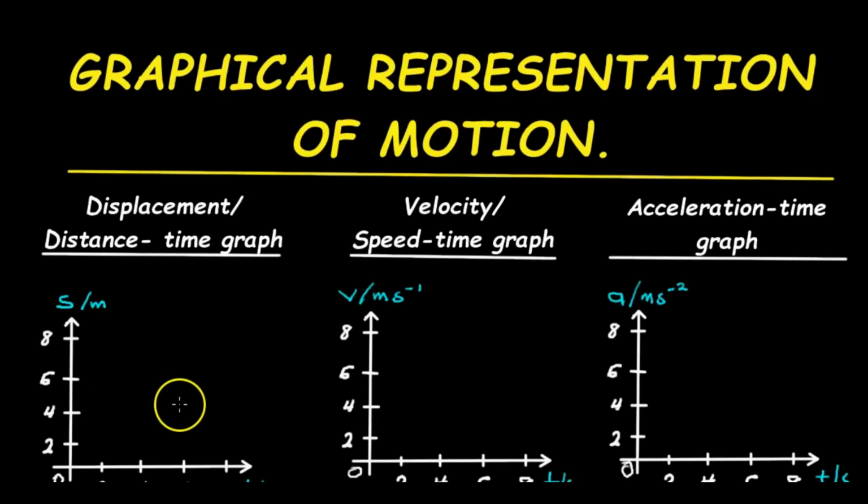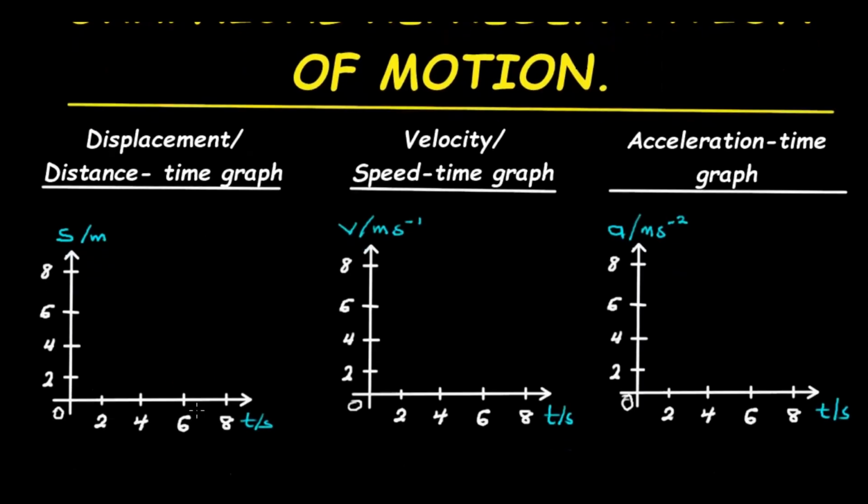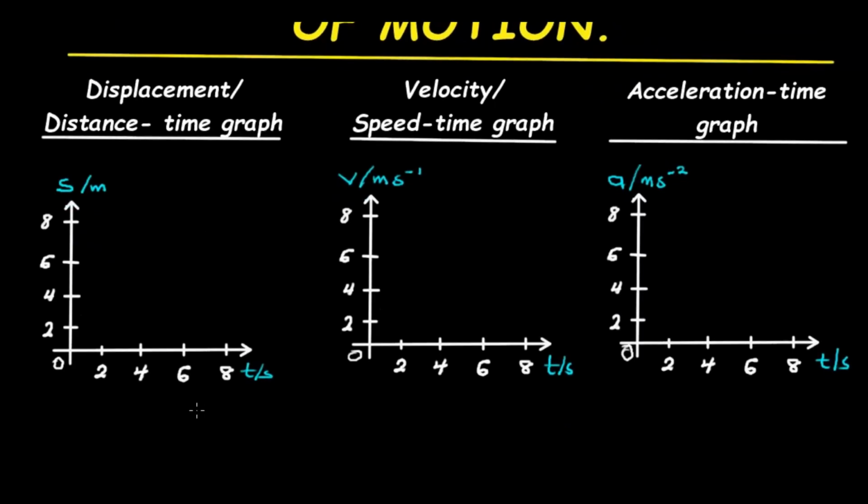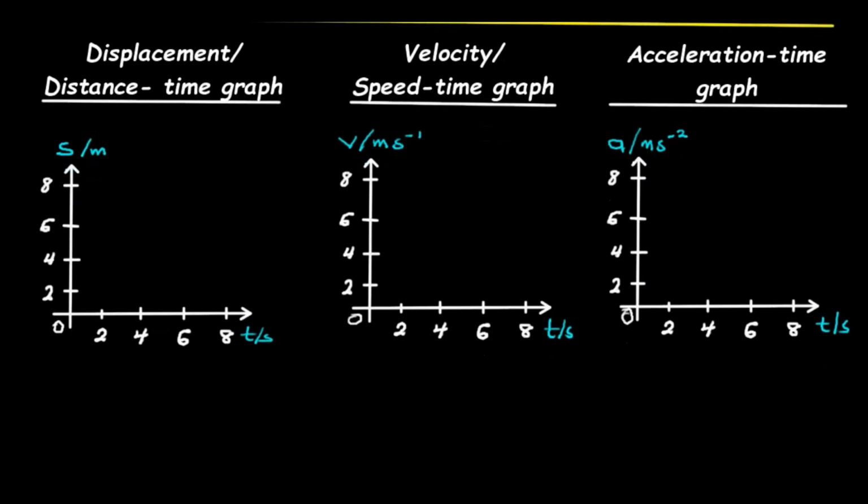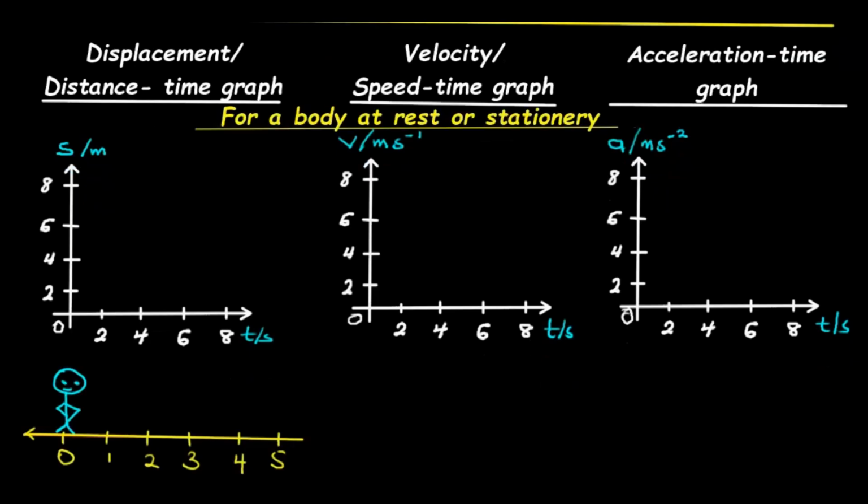We are still on the graphical representation of motion. In this video, we are going to look at how to describe motion using the three graphs of motion that we discussed in the previous video. And we are going to do that with all the three graphs side by side of each other. So let's begin with when the object or a body is at rest or is stationary. How do we draw a graph of a body at rest or stationary?